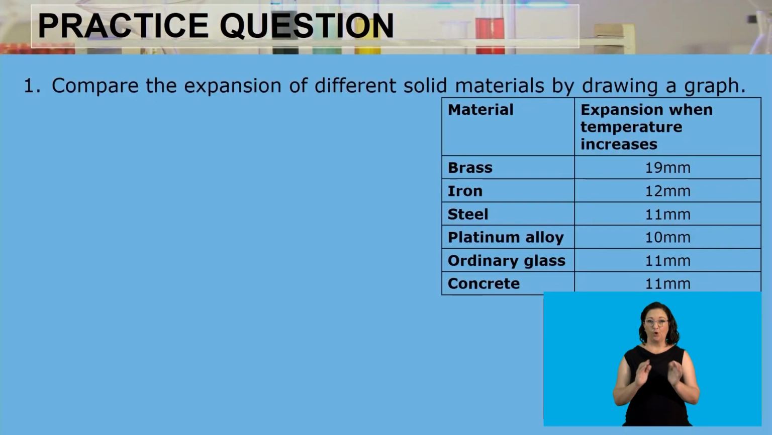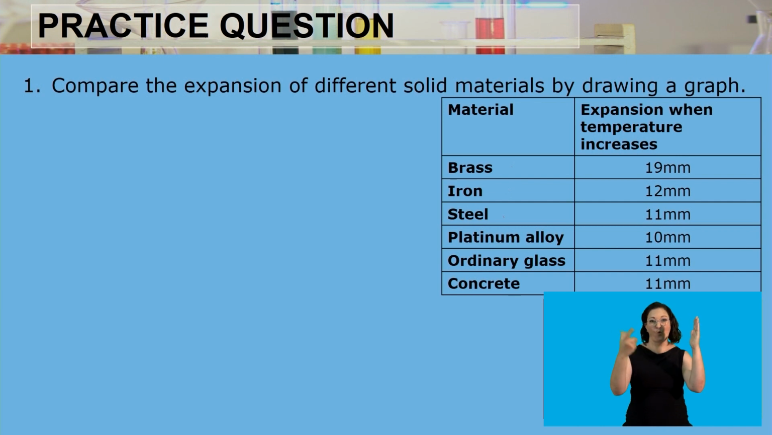The first question says that we need to compare the expansion of different solid materials by drawing a graph. So we have different materials. We have 1, 2, 3, 4, 5, 6 different materials, and then the expansion when the temperature is increased. So we need to compare the expansion by drawing a graph that is suitable for this particular scenario. Remember that we can either draw a line graph or a bar graph.